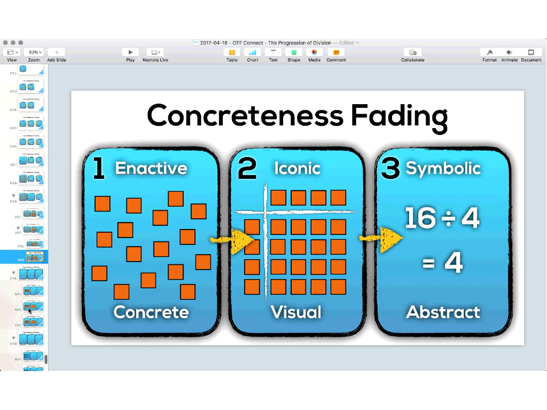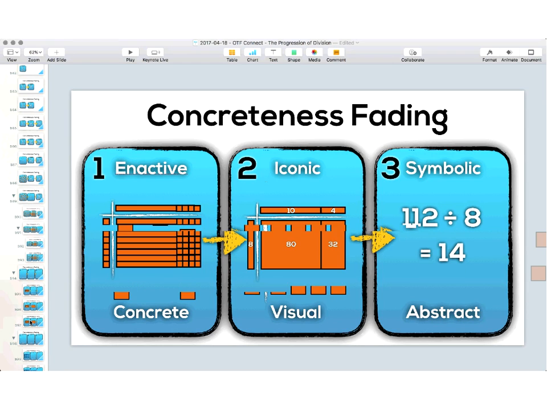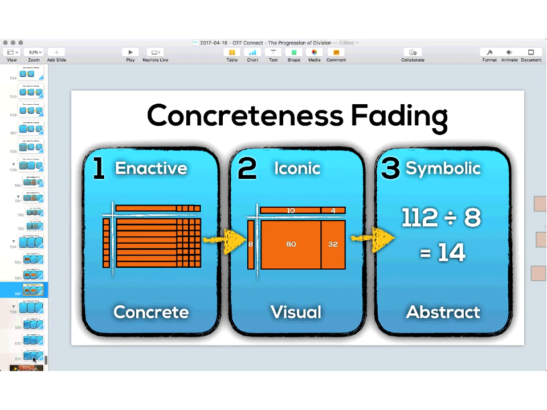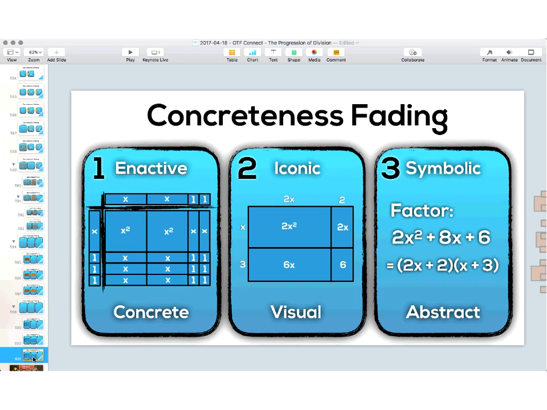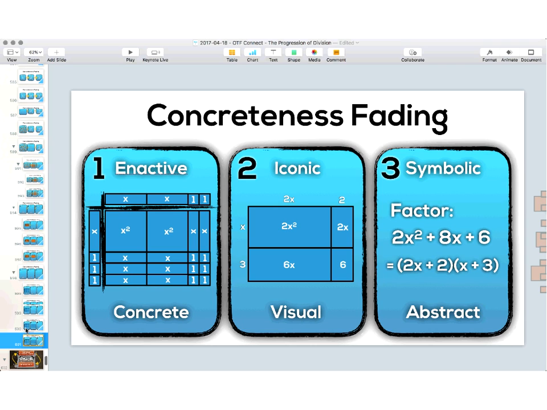Unfortunately, it's backwards. A lot of times students are using symbolic notation well before they ever understand what they're doing with it. Another visual that you might have seen tonight would be something like this, using your base 10 blocks, then going to an area model, and then using some sort of symbols. So there's all kinds of different reasons why concreteness fading is so important. Because even as we get into grade 9 and 10, we can really help students better understand what it is they're trying to accomplish and what they're trying to learn.